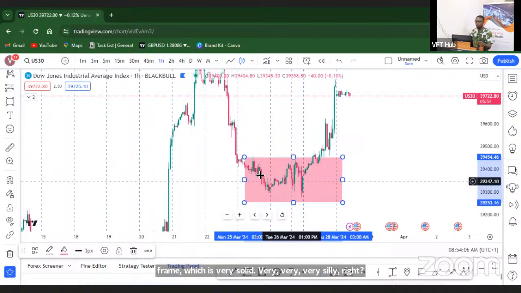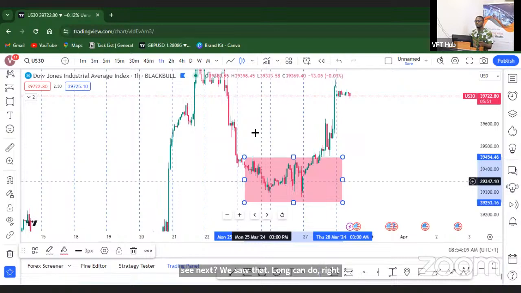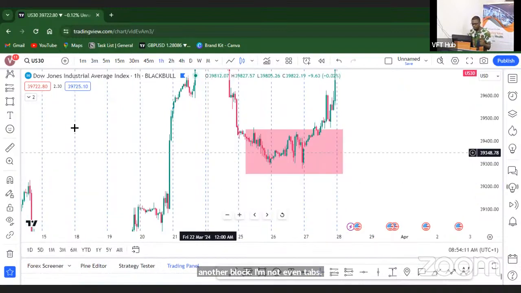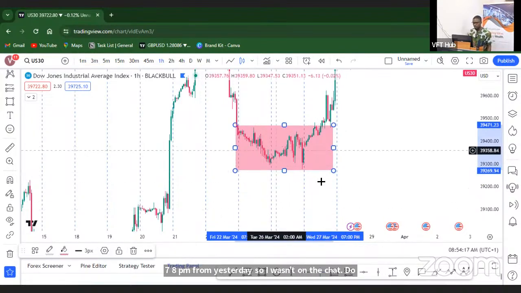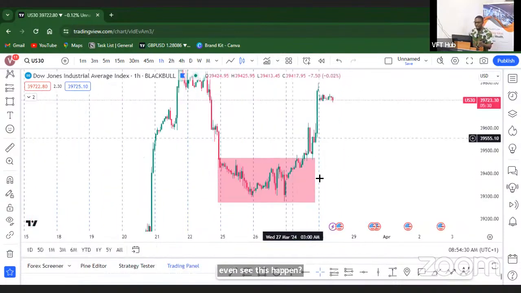Then we saw that long candle fill all of this imbalance and enter another block and then continue pushing. This is how we would have maximized this if we were on the chart when it happened. This was around 8 p.m. yesterday, so I wasn't on the chart to see it happen, but immediately I saw it this morning, there was a clear idea of why it happened.